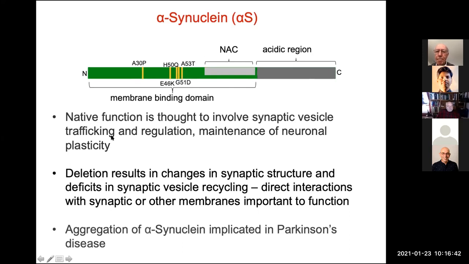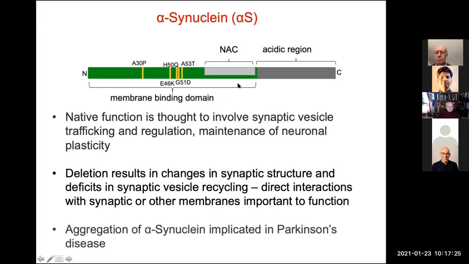I've already said we don't really know what alpha-synuclein does, because of this membrane binding domain and some functional studies. It's thought to involve maybe interactions with synaptic vesicle trafficking and regulation, or have a role in maintenance of neuronal plasticity. This is from the very early functional studies from Julia George and colleagues, where she was looking at birdsong learning in model systems, and found that synuclein seemed to have a role in the timing of when bird songs were learned. And there have been other animal studies which show that you get some changes in synaptic structure or deficits in recycling when you have a loss of alpha-synuclein. And then of course the aggregation is implicated in Parkinson's disease.